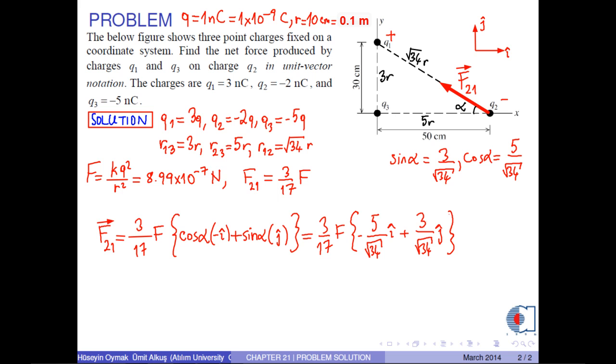Finally, in a compact form, the F21 vector can be expressed as F times negative 15 over 17 square root of 34 i hat plus 9 over 17 square root of 34 j hat.